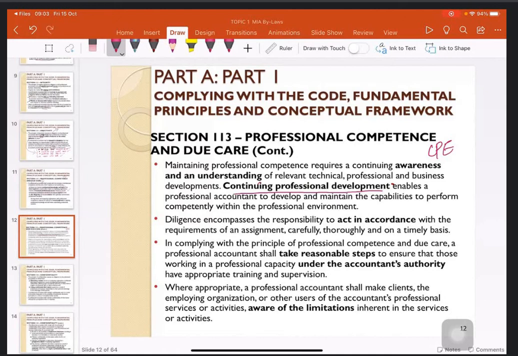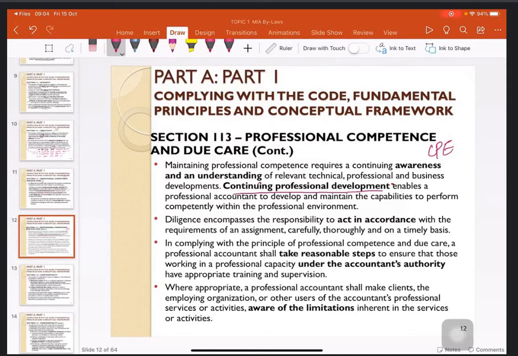Meaning that in a year, there is a certain number of hours that you have to go for training programs. Sometimes some of the audit firms will conduct in-house training, or sometimes MIA will conduct some seminar or some training for auditors. So you can join the programs conducted by MIA. Then you can also join any seminar that involves the auditing line.